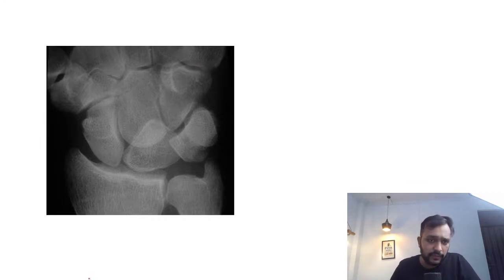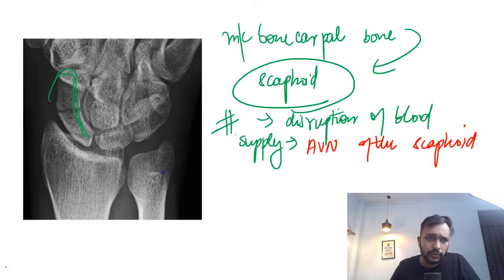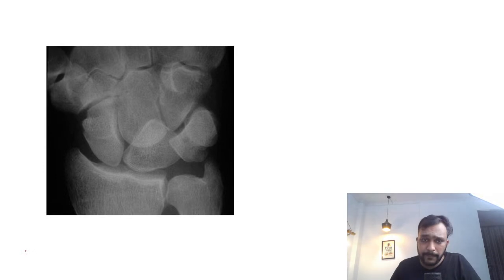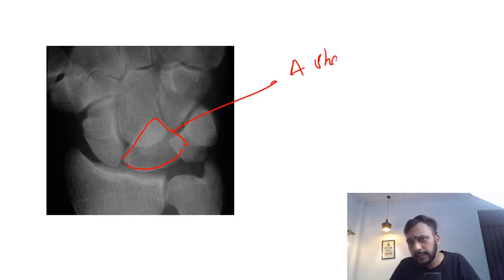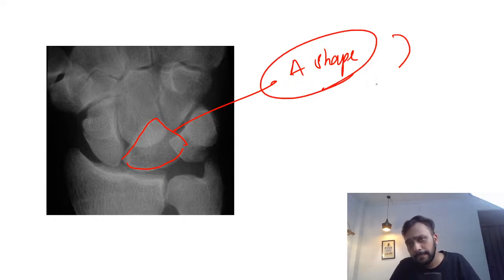Then guys, moving on to the next x-ray, what are we seeing here? In the previous x-ray, I will show you that this is your scaphoid bone, this is your lunate bone. Lunate has a trapezoid shape if we are looking at the AP view of the wrist joint. When this lunate bone takes a triangular shape, then we are going to think of lunate dislocation.